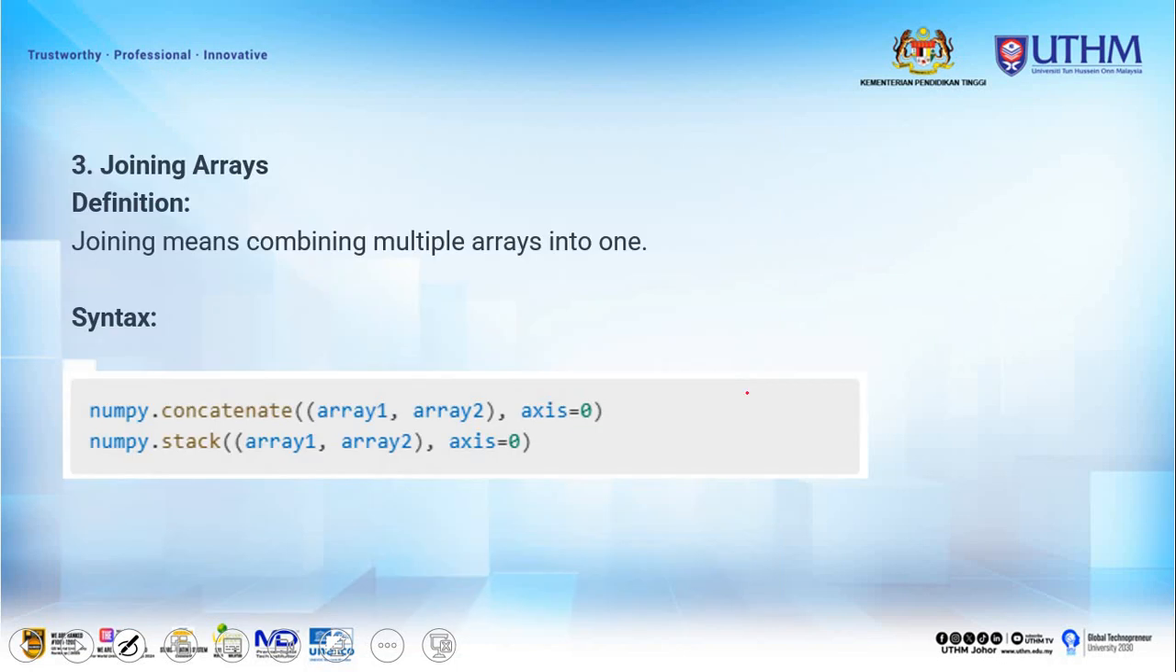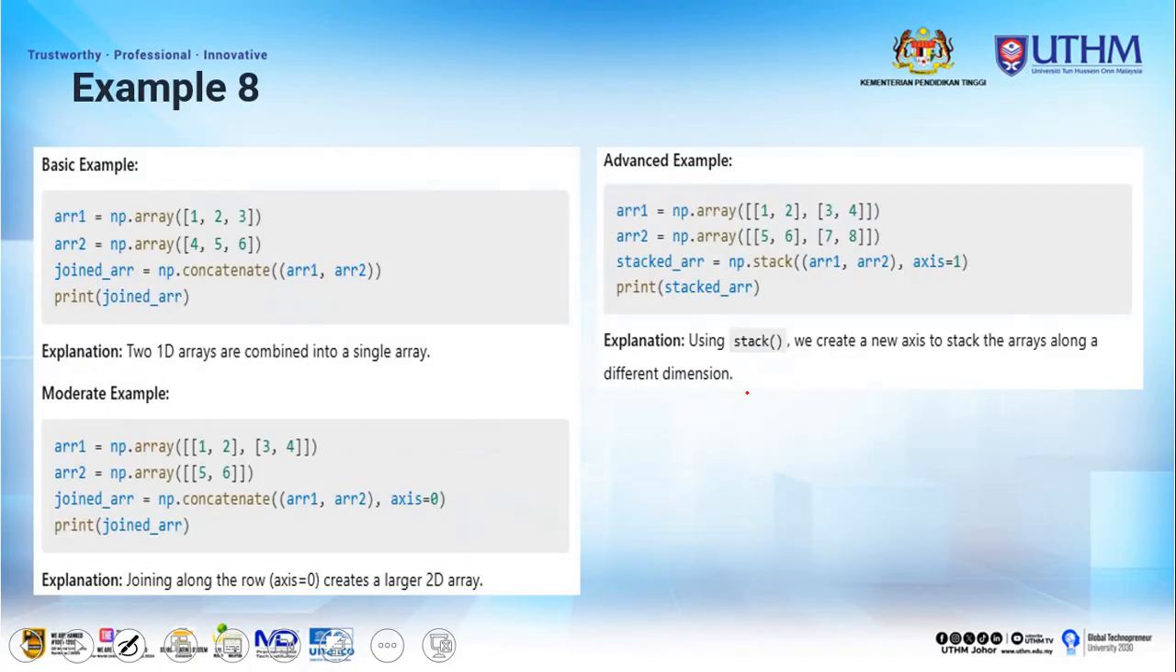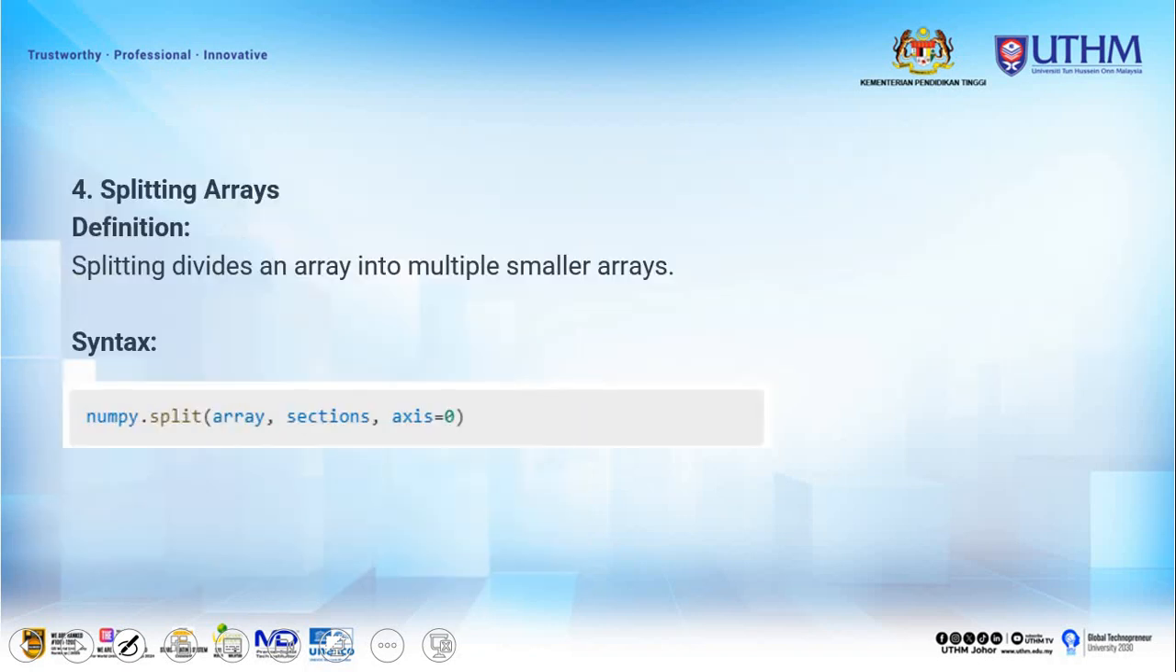Joining arrays is concatenate. Joining means combining two arrays into one single array. So this is an example of concatenate. You can see array 1, array 2, concatenate, which means combine. So these two arrays combined become a joined array. Two one-dimensional arrays are combined into a single array, which means 1, 2, 3, 4, 5, 6, like one single line. The other examples you guys can go through.